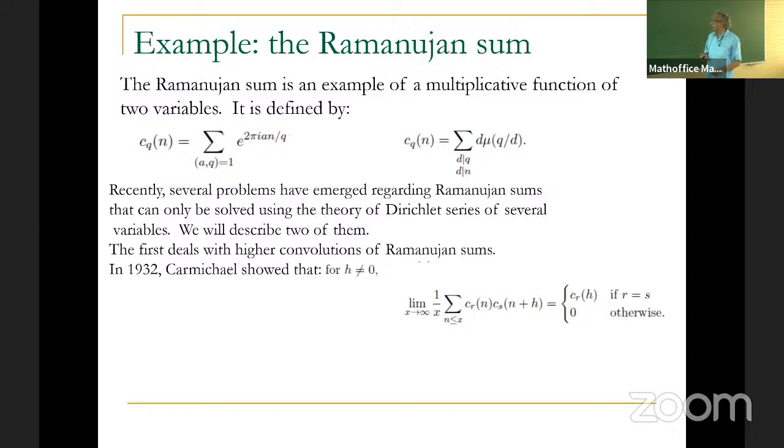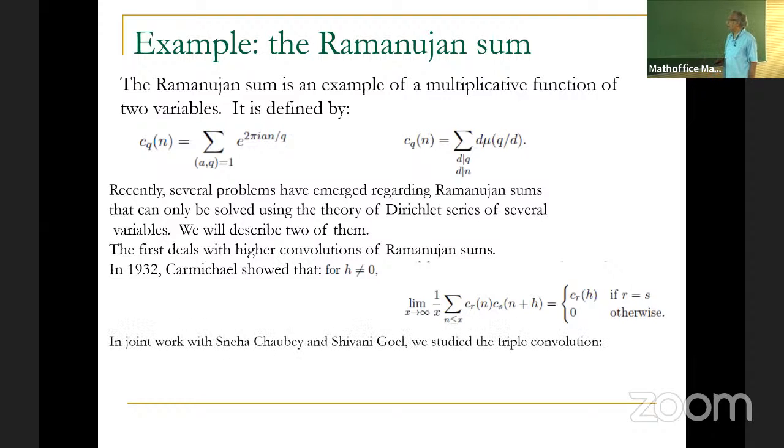So in the classical setting in 1932, Carmichael showed that these Ramanujan sums have a certain orthogonality principle. If you took one Ramanujan sum c_r(n), and you took a shift c_s(n), then there was an orthogonality principle that is very important in number theory. If r equals s, it spits out another Ramanujan sum. Otherwise, it's zero. So this is a very profound tool.